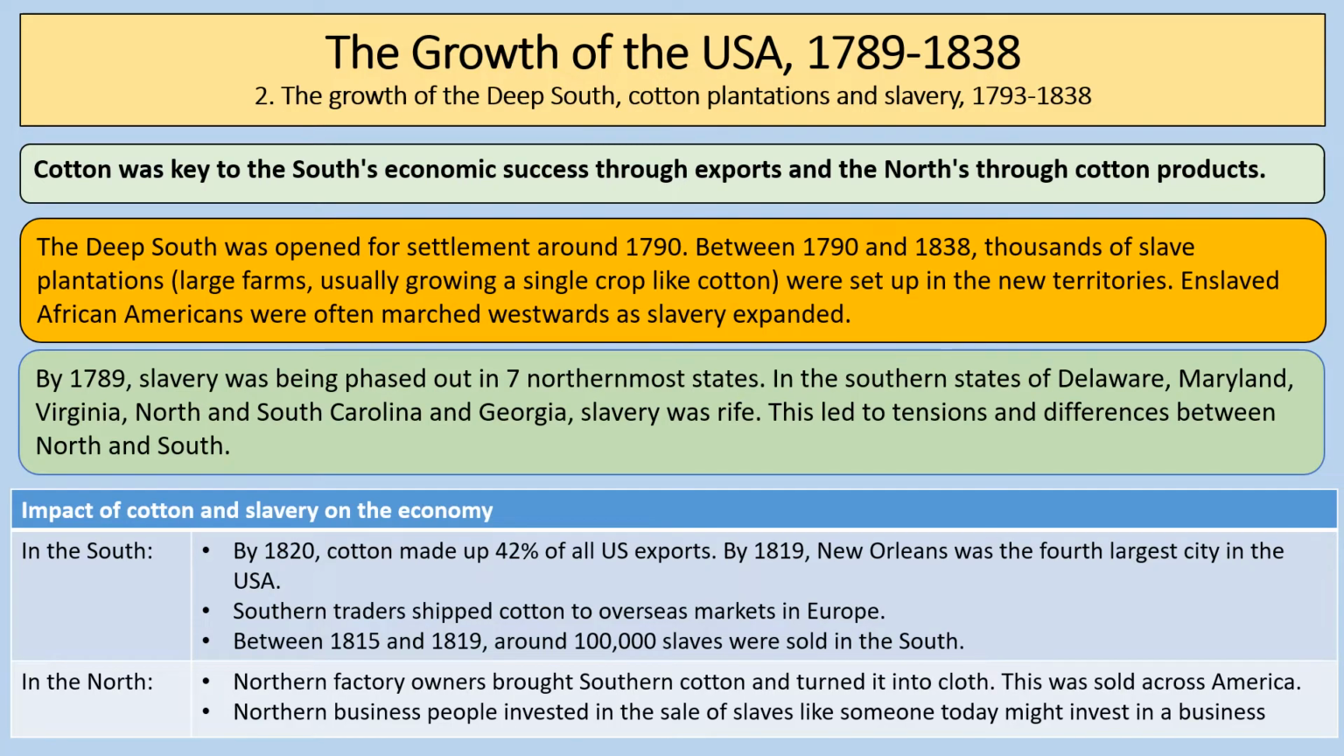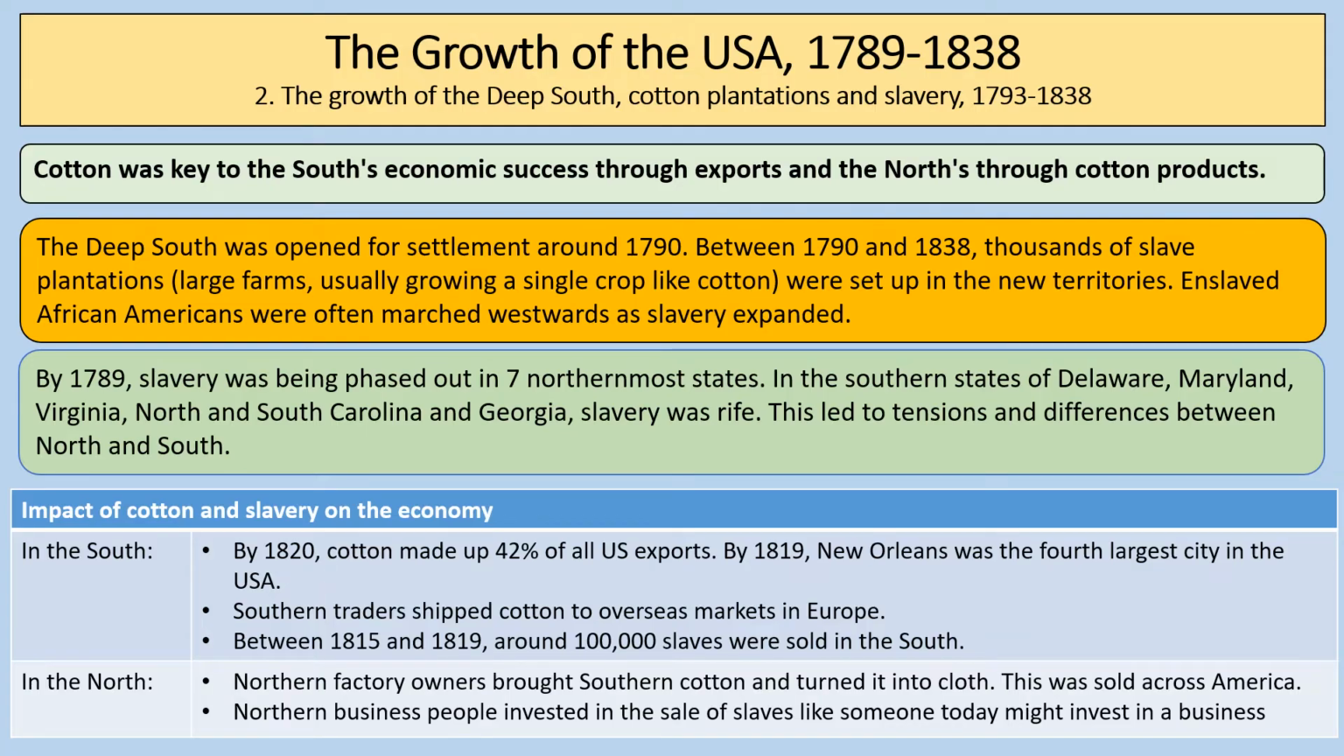Okay, so what we're going to look at next is the growth of the Deep South, cotton plantations and slavery. One of the key things for you to understand is that cotton is absolutely key to the South's economic success through exports, and the North through the actual cotton products themselves. So cotton is absolutely key. There are other things being traded during this time, but cotton is one of the key economic drivers during this time, and it's a key driver for slavery as well.